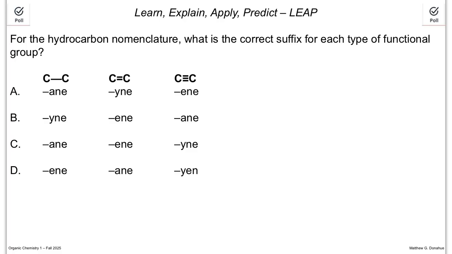This question was just asked, but when you're given a name and you look at the parent or the end of the name, it's telling you what the main functional group is. A carbon-carbon sigma bond has to end in ANE. A double bond has to end in ENE, and a triple bond, YNE. So the answer here would be C.